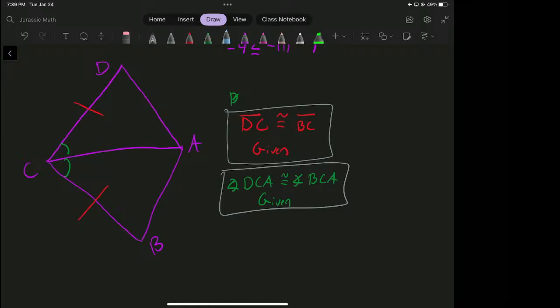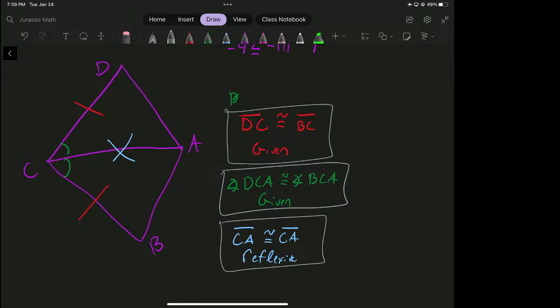And the final box, dead center. CA is congruent to CA by the reflexive property. And that would give you, what is that? SAS, side angle side.